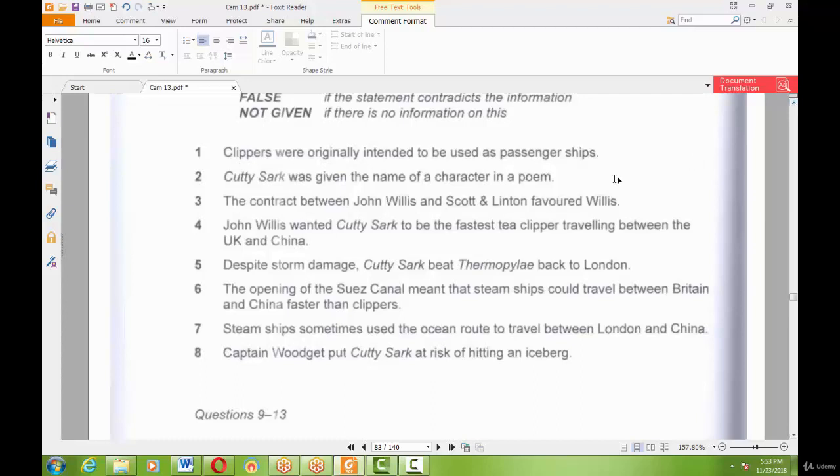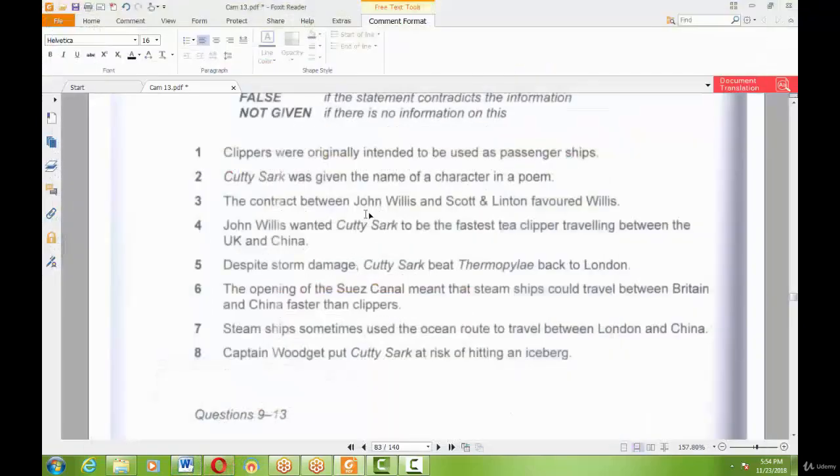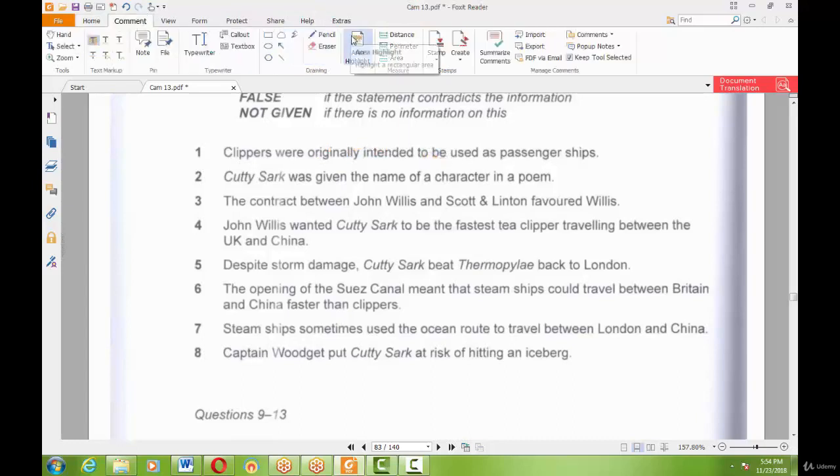All right. So this first set of questions comes from questions 1 to 8. What you want to do is look at the questions and note which sentences the keyword language comes from. So the language that I'm looking for is, let me see if it will let me, I'm looking for highlight intended to be.